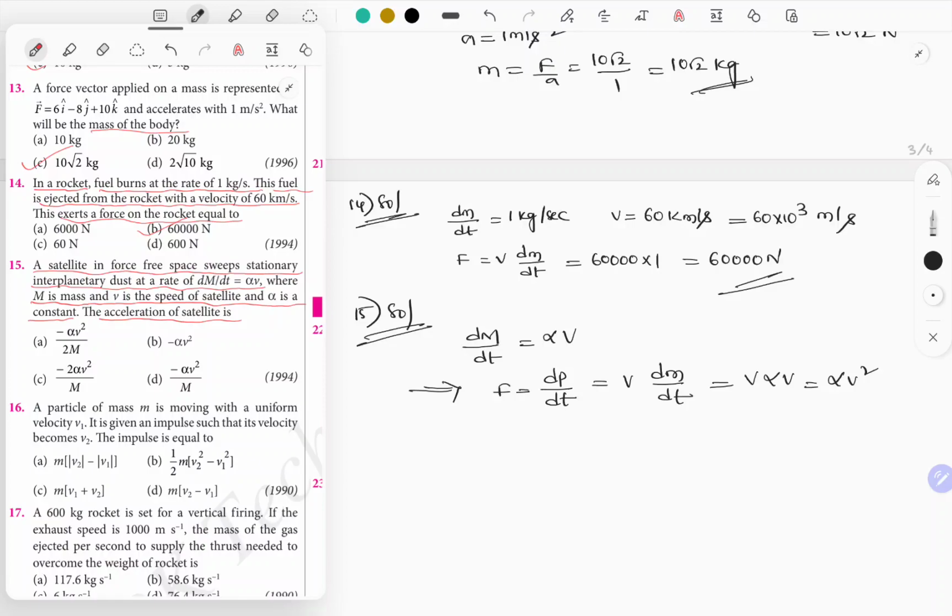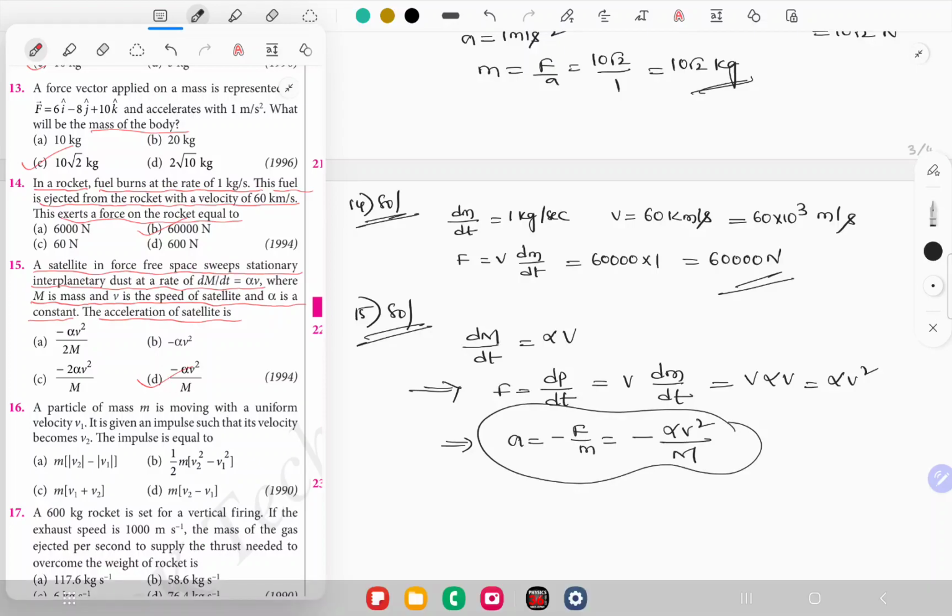Force-free space sweeps stationary interplanetary dust, where m is mass, so acceleration of the satellite. There is an opposite force which is called a retardation force. It is going to be negative. Then acceleration is equal to F by m, which is equal to minus alpha v square by M, where M is the mass. So which option matches here correctly? Minus alpha v square by m. Option D is correct.